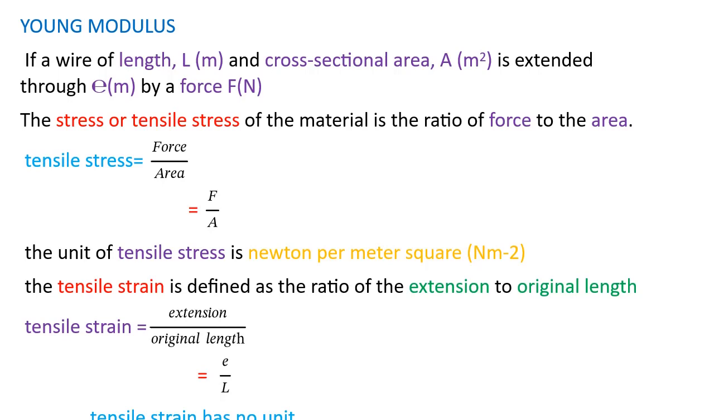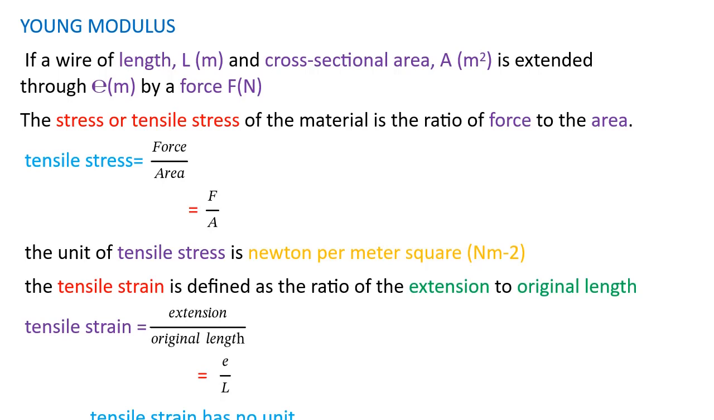Therefore, tensile stress can be expressed mathematically as stress equals force divided by area, F over A, where F is the force and A is the area. The unit of tensile stress is Newton per meter squared. Remember, the unit of force is Newton and the unit of area is meter squared.